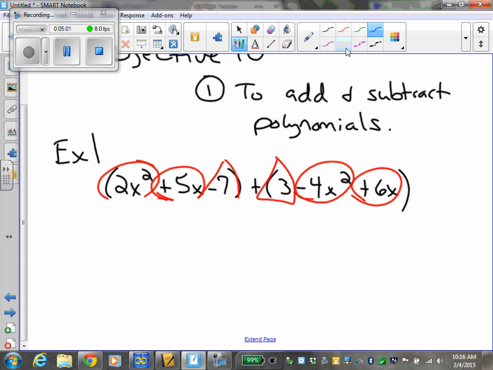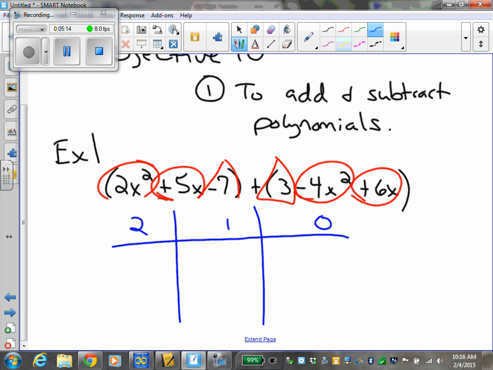We want our final answer to be in order from the highest to the lowest. So what degrees do we see? We see degrees of 2, we see degrees of 1, and we see degrees of 0. And then what we're going to do is pull all these down into the chart. So where would I put the 2x squared?